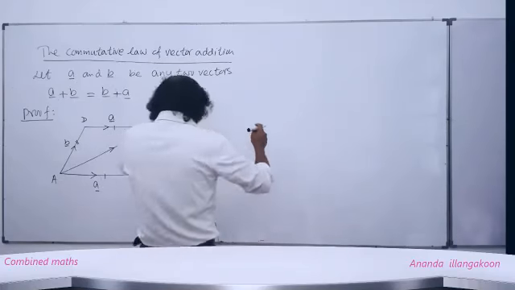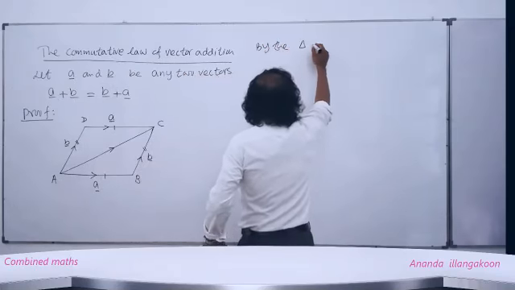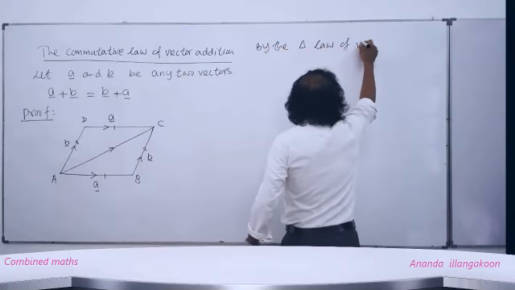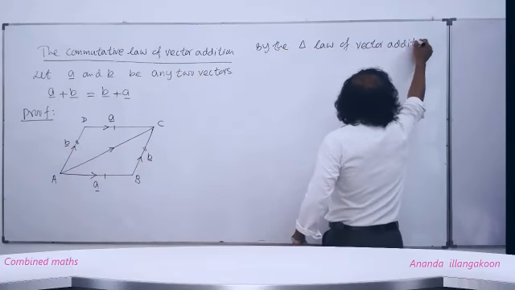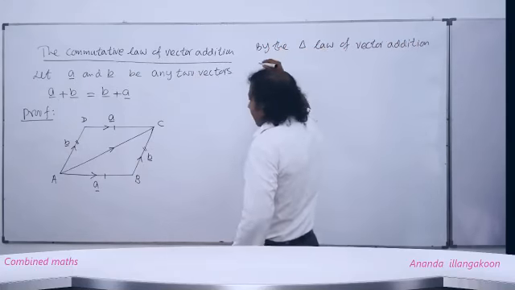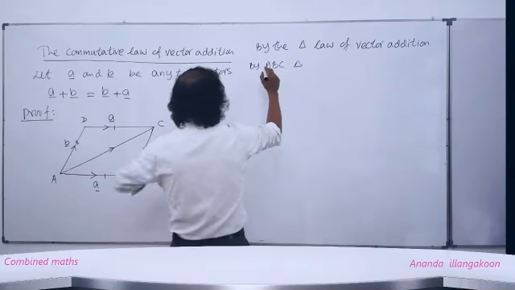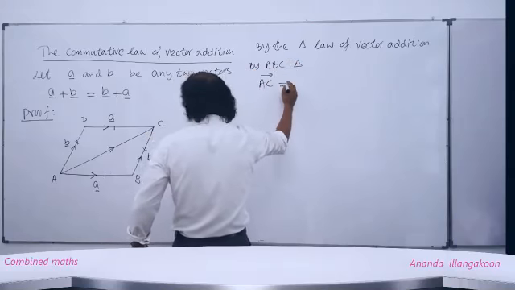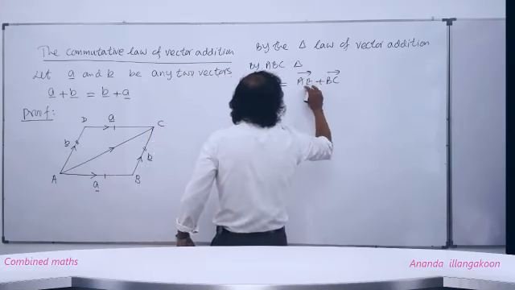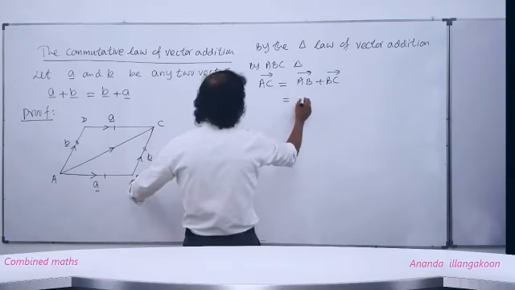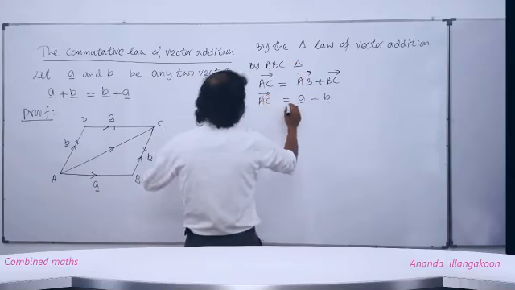Then we can write, by the triangle law of vector addition, by triangle ABC, people, the AC vector is equal to the AB vector plus the BC vector. But you know this AB vector is simply the A vector, and the BC vector is simply the B vector. This is our AC vector. Let this be number one.